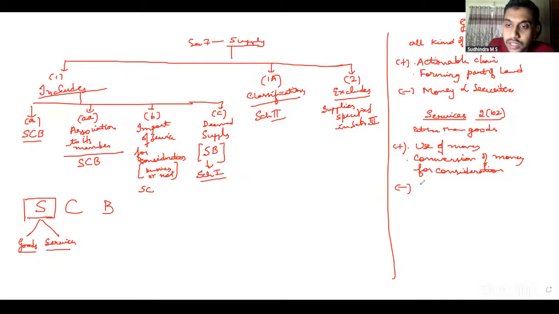However, services exclude money and securities. We also discussed the definition of money there. Correct? All forms of currency will be considered as money. However, if it is held for numismatic value, then it is not money. Very good. Excellent. So that is about goods and services.